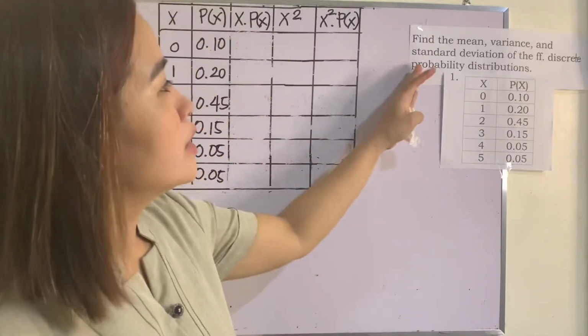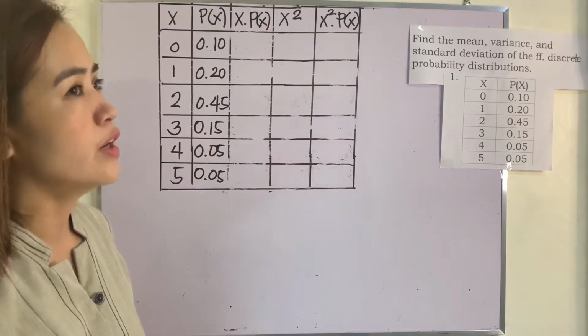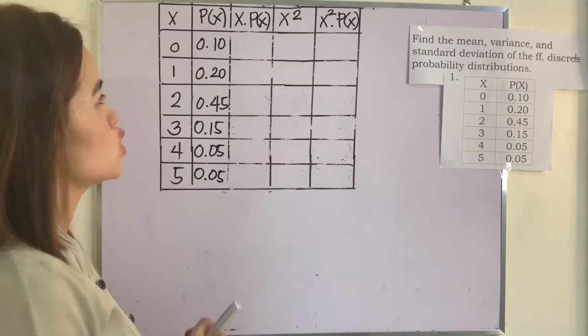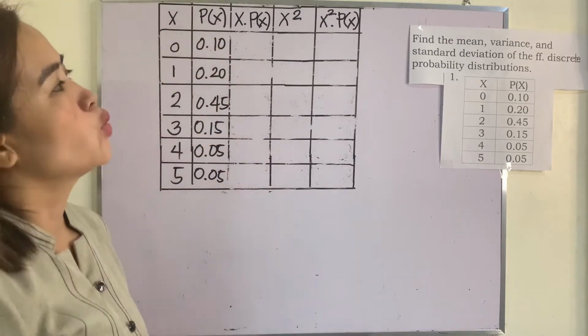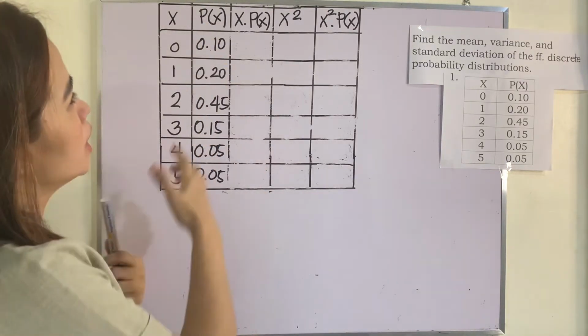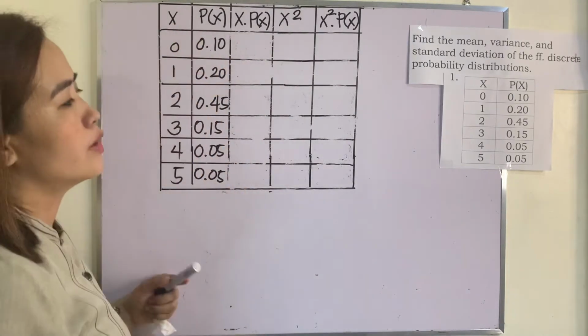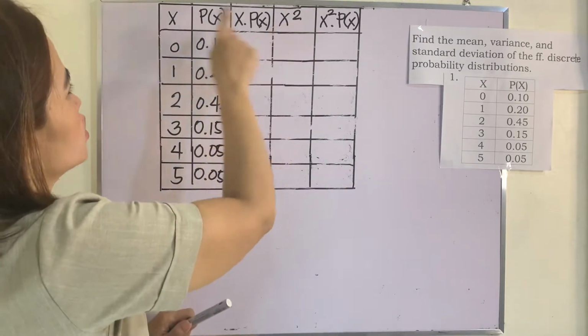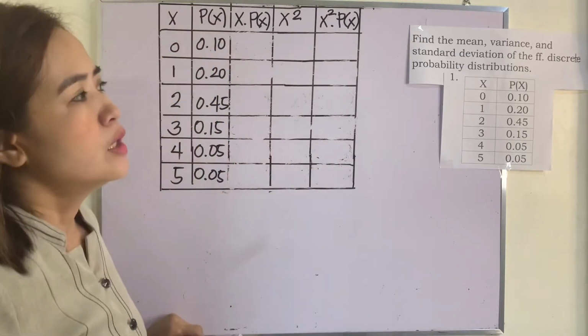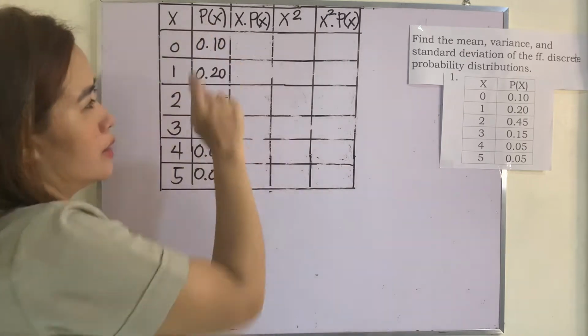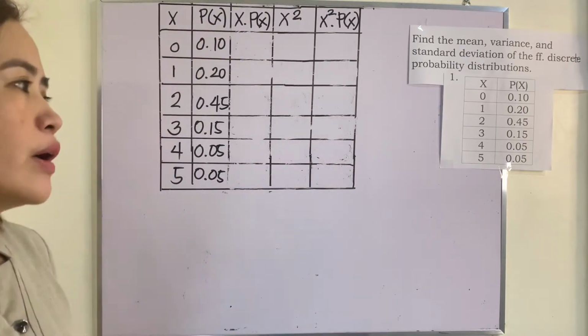Number 1, find the mean, variance, and standard deviation of the following discrete probability distribution. So I have listed what we need here. We need x times p of x, the random variable times the probability of the random variable. And then we need x squared, the squared random variable, times the probability of the random variable.